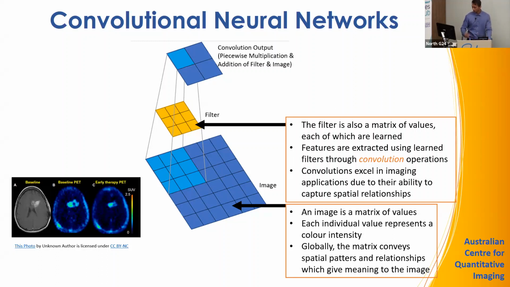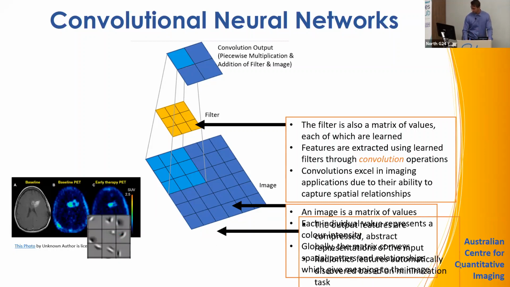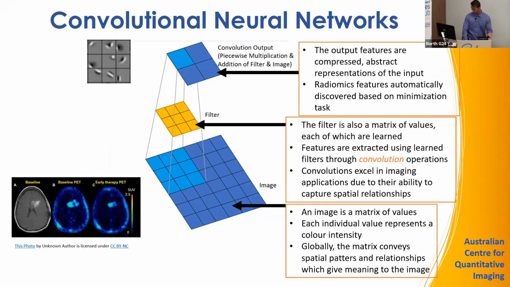And finally, convolutions excel in imaging applications due to their ability to capture spatial relationships. So if we were to flatten this image into a 1D vector and then feed it into an artificial neural network, we're not really learning anything about how neighboring pixels contribute to a given feature, since we're taking every single pixel on its own merit and not considering its spatial position vis-a-vis other pixels. And finally, our convolutional output represents features that are compressed in abstract representations of our input.